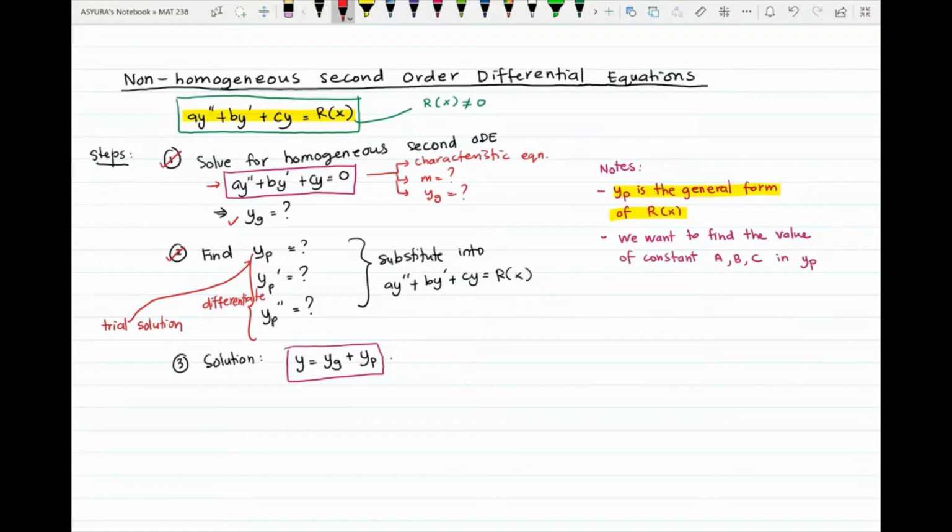After you have found yp prime and yp double prime, you substitute into the original differential equation, because in step 2 we want to find the values of a, b, c in your yp. Lastly, your final solution will be y equals yg plus yp, where yg is the complementary solution and yp is the trial solution.